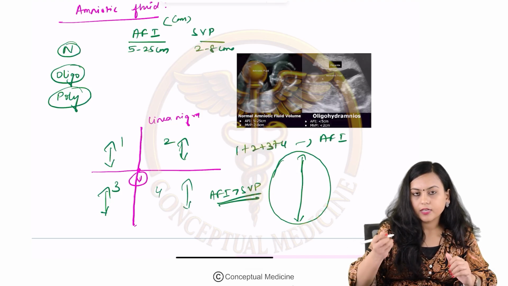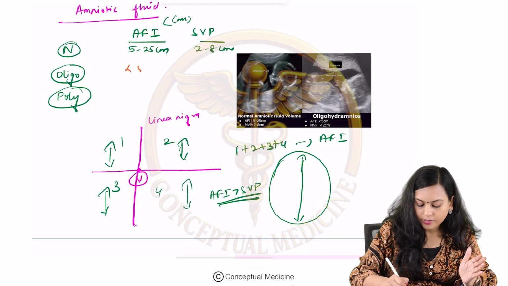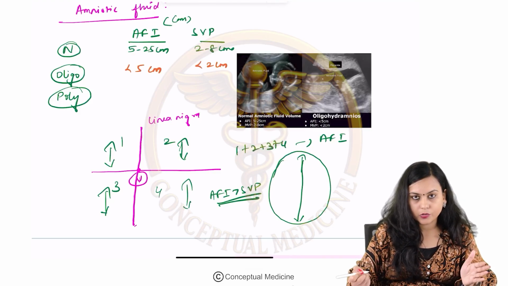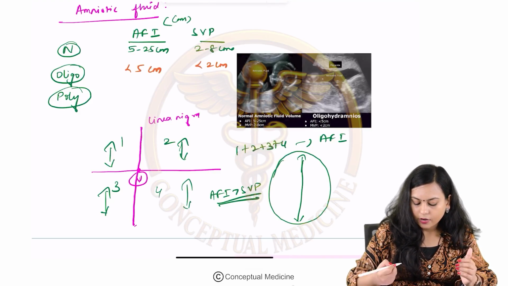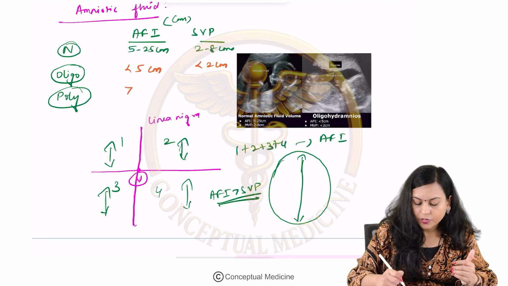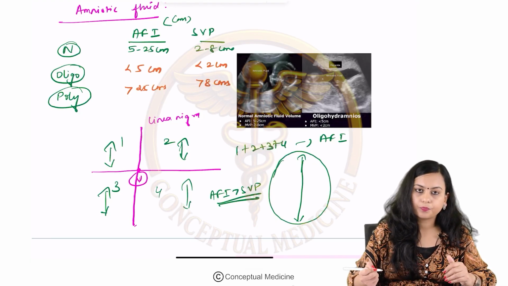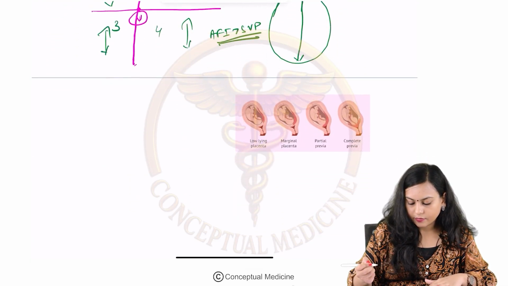In oligohydramnios, the amniotic fluid index will be less than 5 centimeters and the single vertical pocket will be less than 2 centimeters. And in polyhydramnios, the amniotic fluid index is more than 25 centimeters and the single vertical pocket is more than 8 centimeters. Clear? So that is the first thing we will be making.